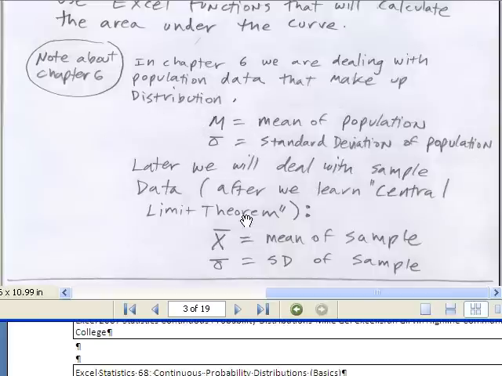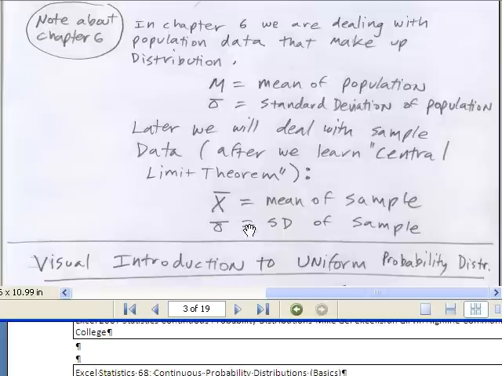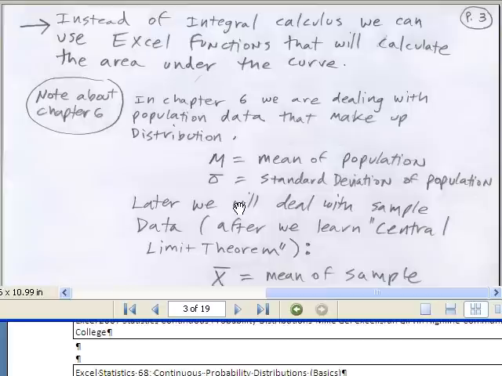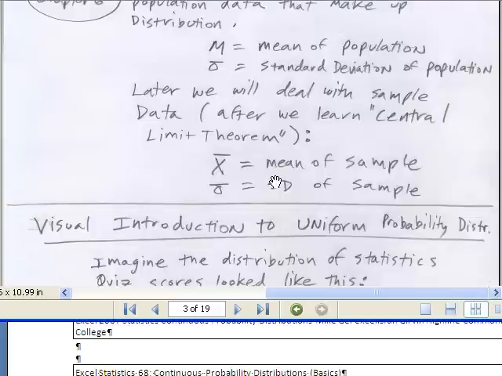Later, we'll definitely get to our sample mean and sample standard deviation, because most of the time we do not have population data. But we have to talk about the central limit theorem first, coming up in later chapters, before we get to this. So in this chapter, it's all about population standard deviation. We plot our normal curve or exponential curve or whatever it is, and then we find out between two x's what the area or probability is.